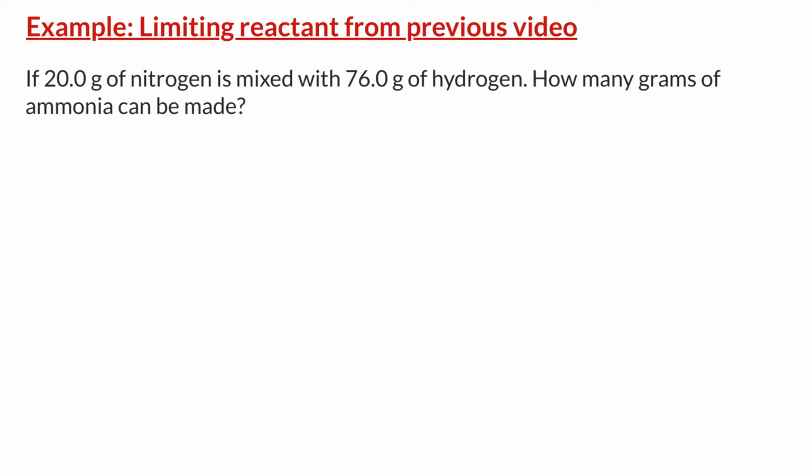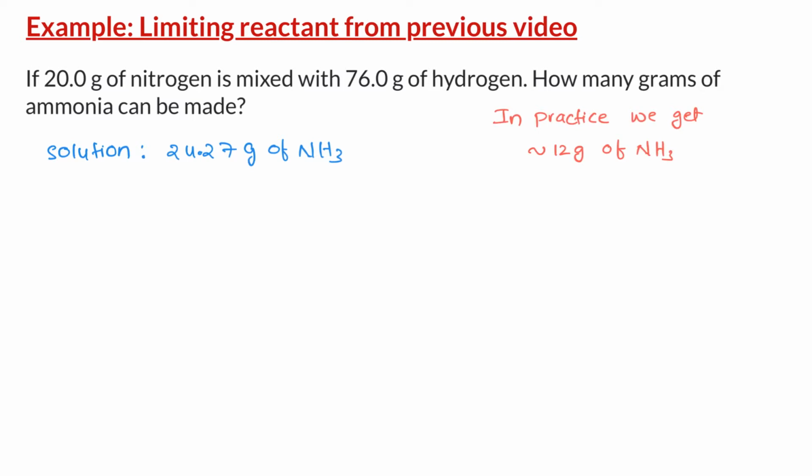with 76 grams of hydrogen, how many grams of ammonia can be made? And we got an answer of 24.27 grams of ammonia. In practice, when you conduct this reaction in the lab with 20 grams of nitrogen and 76 grams of hydrogen, we can only make around 12 grams of ammonia, which is about half or 50% of what we are supposed to get.